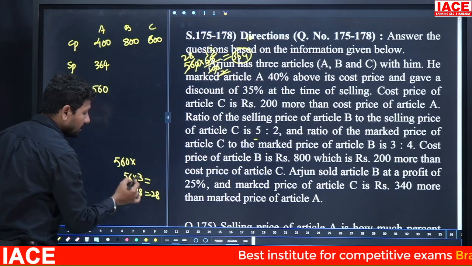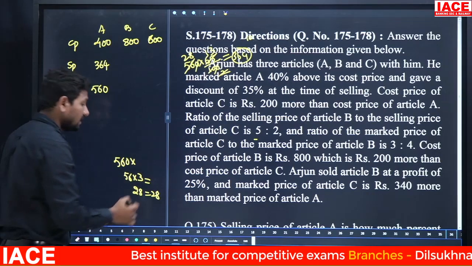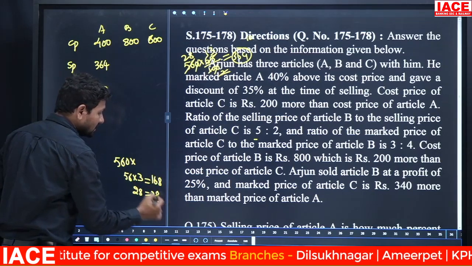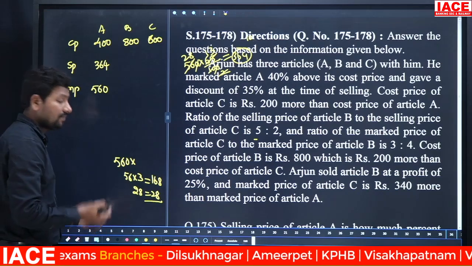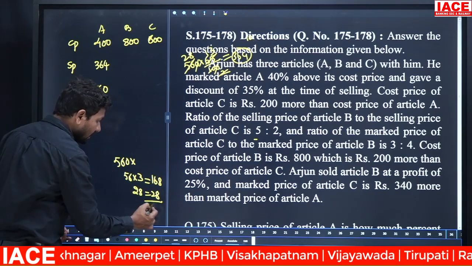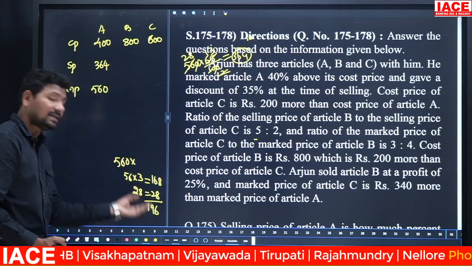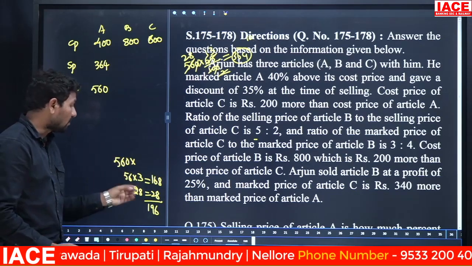Then 28, 350 is 150, 3 6 is 18, it is equal to 168. 160 plus 20 is equal to what is the value? 180, 8 plus 8 is 16, it is 196. Then 560, 196 money is discounted.